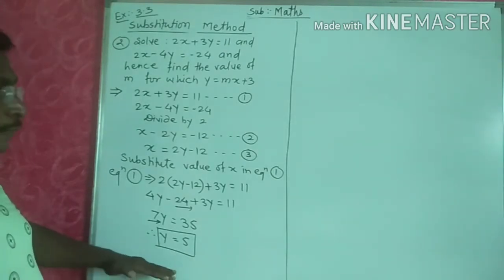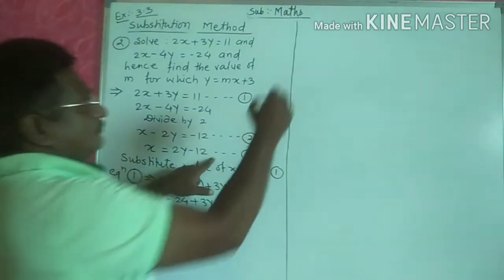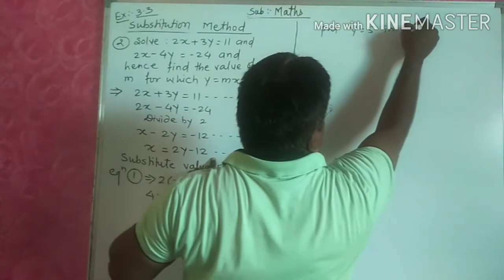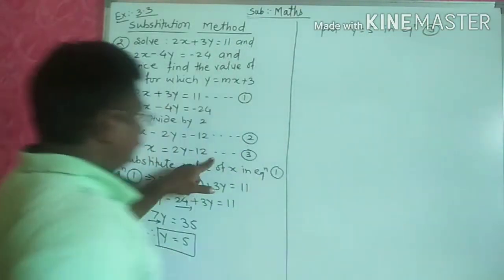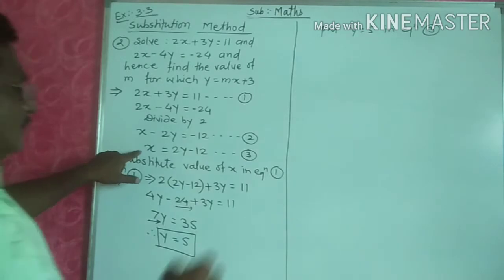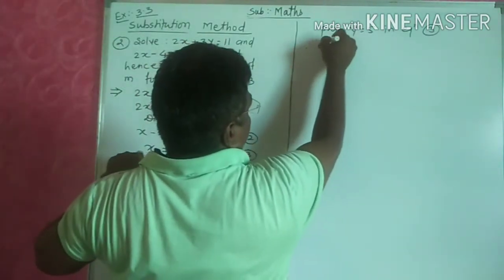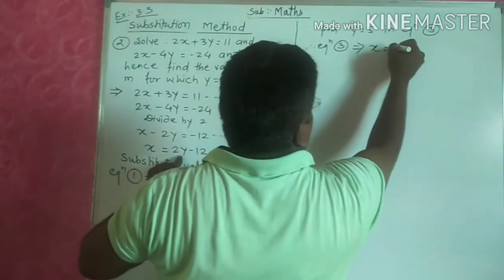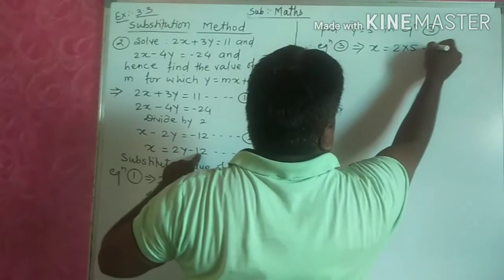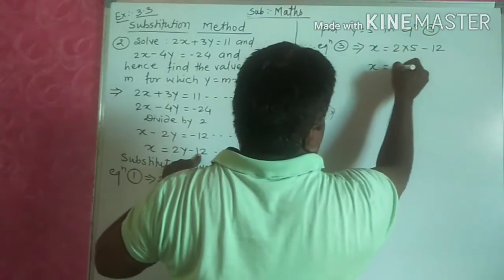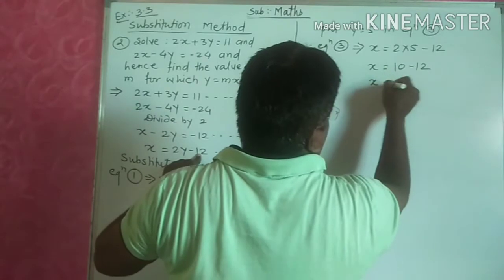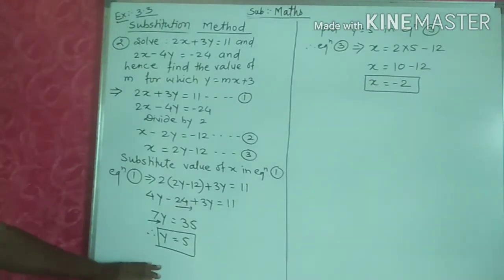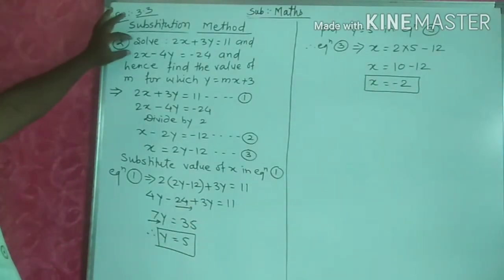Now put this value of y in equation 3. Put y equals 5 in equation 3. So equation 3 becomes x equals 2 into 5 minus 12. So x equals 10 minus 12, which is minus 2. We got the values of x and y. Now the first question's answer is over.